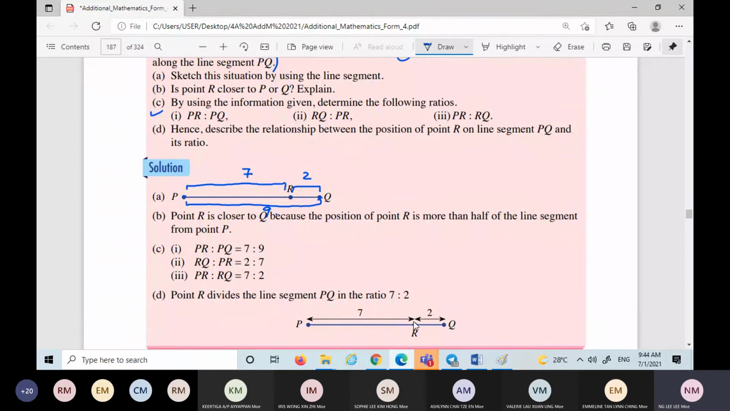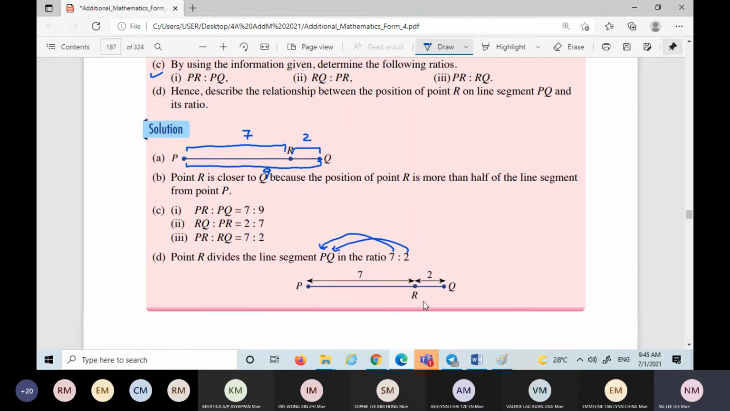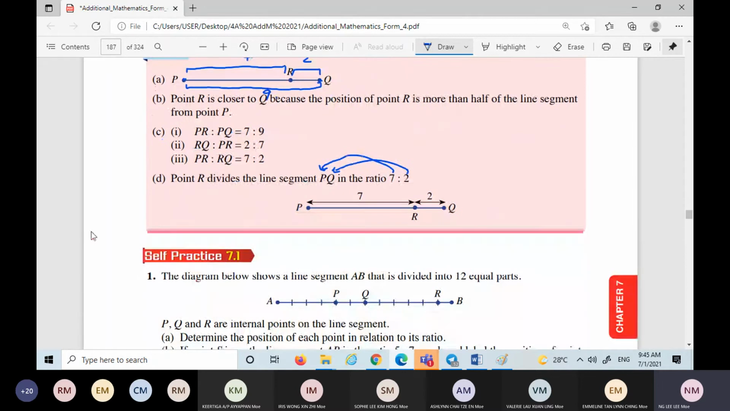R divides the line segment PQ 7:2 means this 7 is the one in between the P and the R, and then 2 is the one in between the Q and the R. The 7 means P to R. The 2 means Q to R. So this one you have to know. Okay, so this is your homework for today.